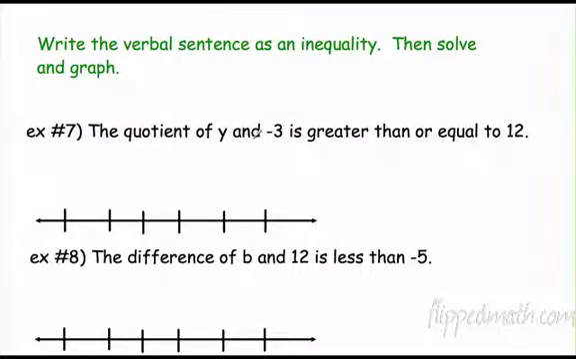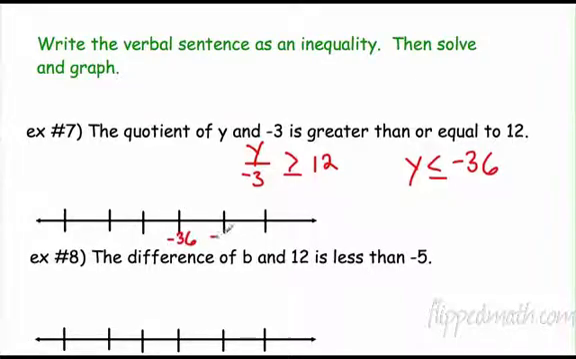All right, write the verbal sentence as an inequality. So the quotient of y and negative 3. Quotient is division. So y divided by negative 3 is greater than or equal to 12. So I'm going to multiply both sides. When I multiply by a negative, I need to switch. So y is less than or equal to negative 36. All right, let's jot this down. Negative 36, negative 35, negative 37. Could be equal to it, so I shade it. I want all the numbers less than, so it's going the other way.